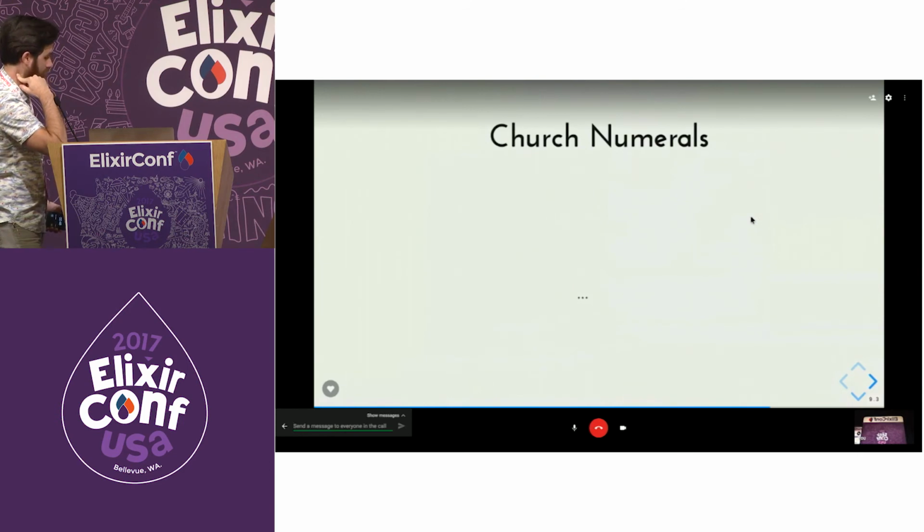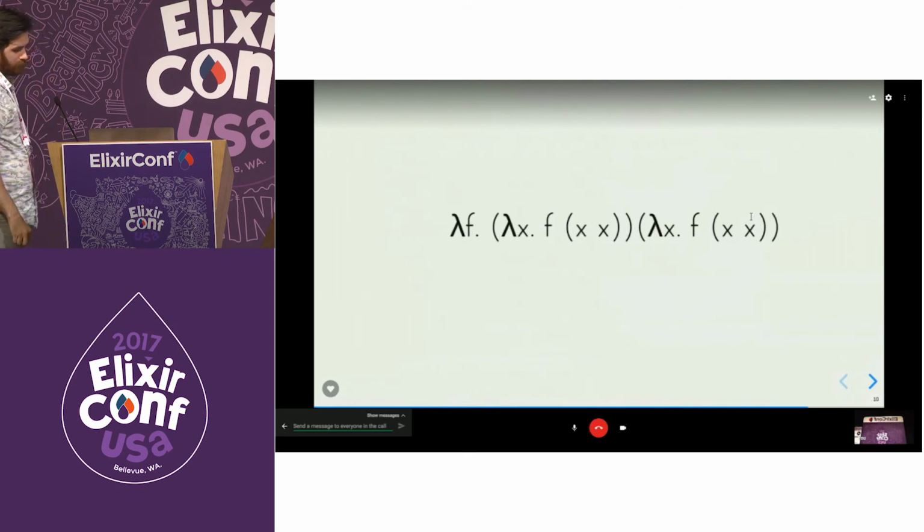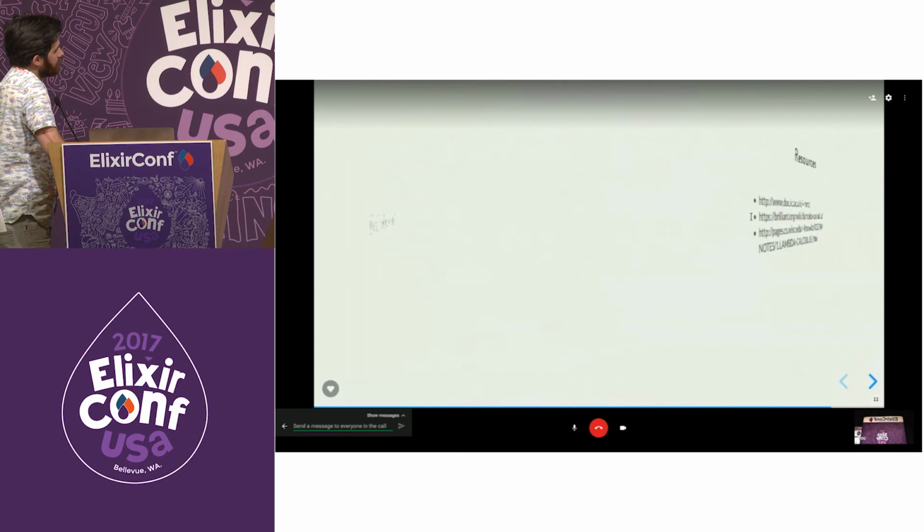Similarly, you can use this also to represent something called Church numerals, or numbers. So one is represented by this lambda expression, and two and three, and so on. And this beautiful piece of mathematical art is the Y Combinator, which allows us to have recursion in languages which don't have native support for recursion.